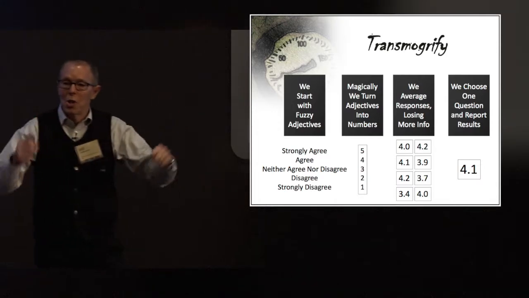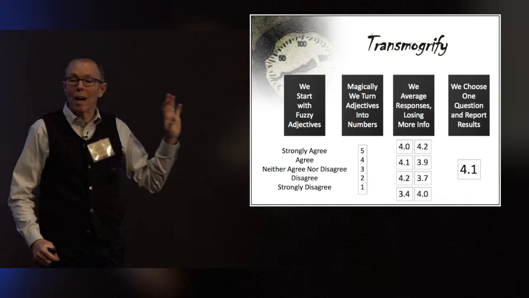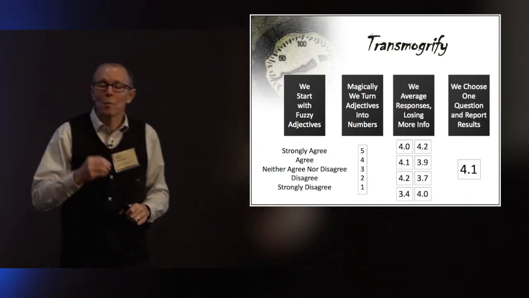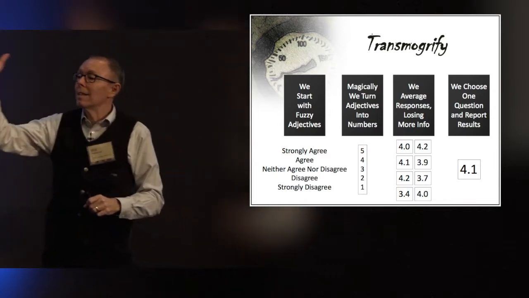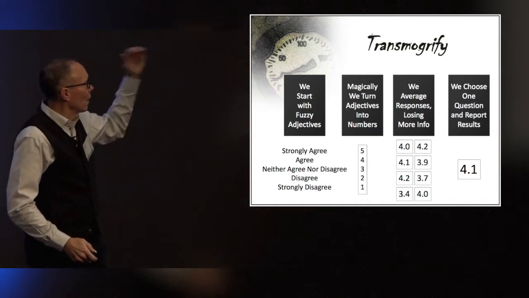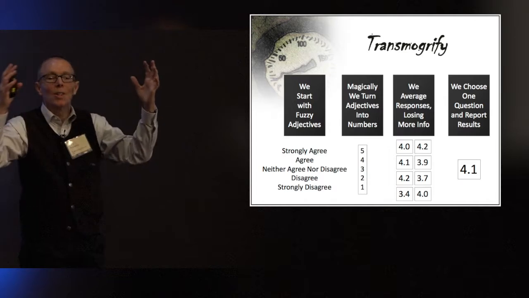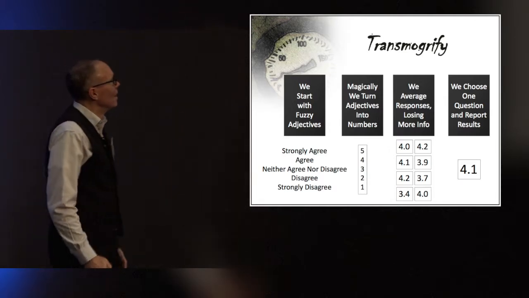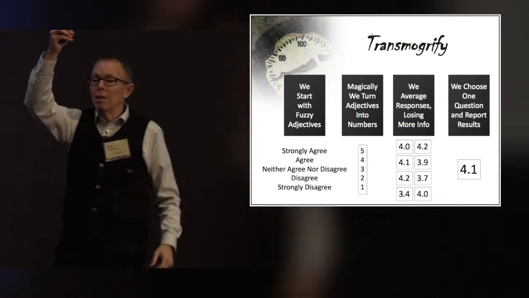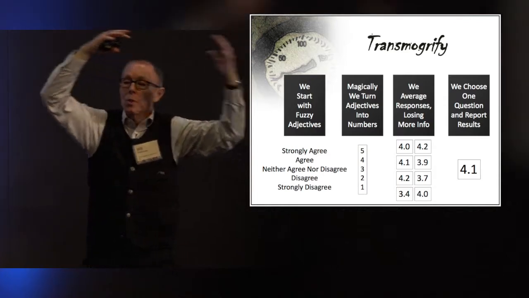Okay, so I like to get on a soapbox about this. I could stand up here, but I like to use this word transmogrify because it's a really cool word. It means to transform something in a way that is surprising or magical. So this is what we do. We start with fuzzy adjectives, and then we magically turn these adjectives into numbers. We average the responses, losing more information. When we take an average, we don't know how widely dispersed the data is. We don't know if it's skewed to the left or skewed to the right.